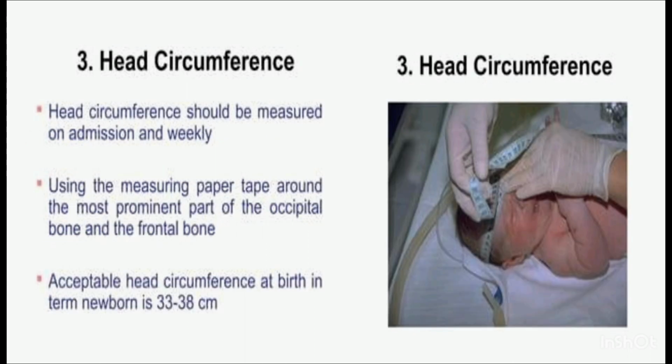Next is head circumference. Head circumference should be measured on admission and weekly using the measuring tape around the most prominent part of the occipital bone and the frontal bone. Head circumference at birth in term babies is 33 to 38 centimeters.